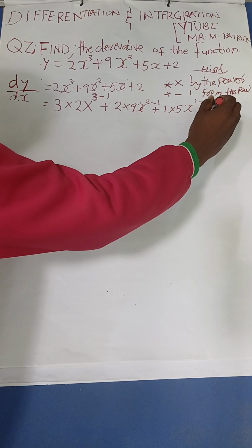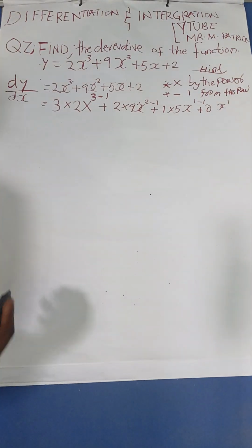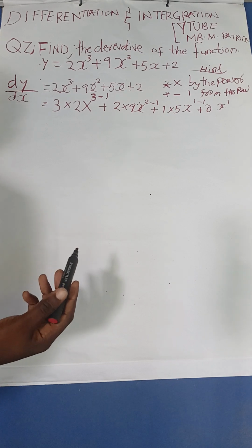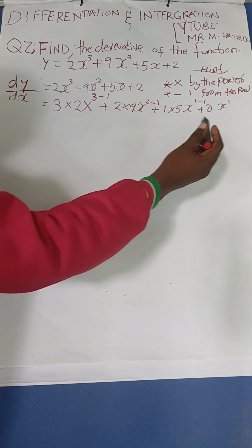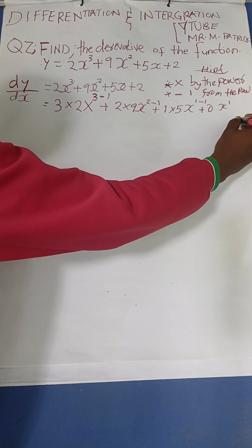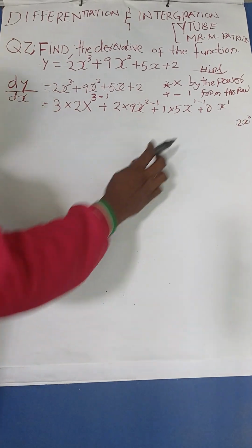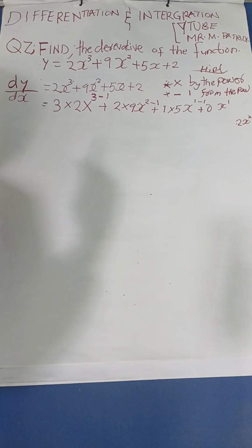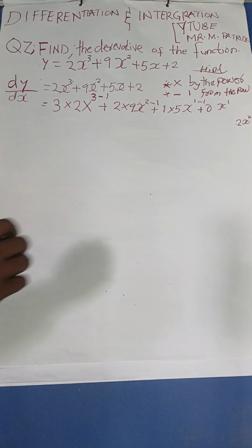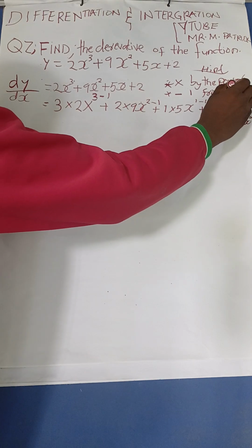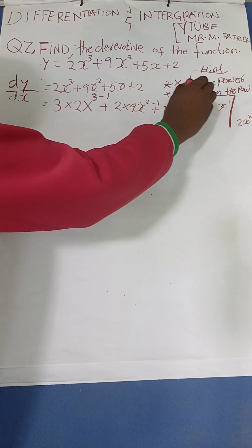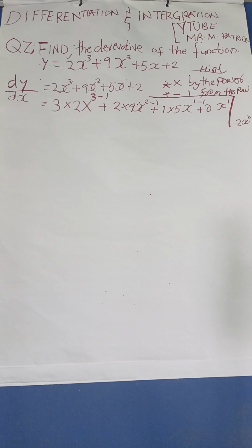Then we proceed. dy dx of 2 will always be 0. It is the same as saying you have x power 0, so when you multiply 2 by 0, you get 0. So dy dx of any constant will be 0. I think you have seen this function now. You note that dy dx of any constant is 0.